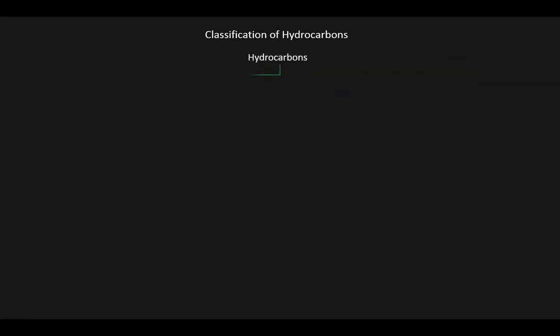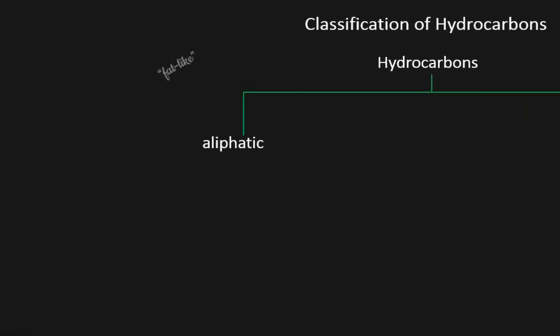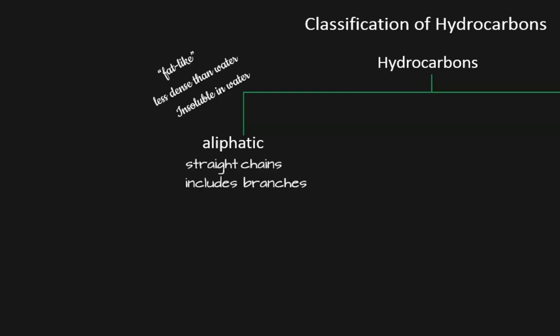The two major divisions are the aliphatic hydrocarbons and the aromatic hydrocarbons. The aliphatic carbons are fat-like in the sense that, like fats, they are less dense than water, like oil floats on water, and insoluble in water. There are three types: straight chains, branched chains, and saturated rings. I'll pause here briefly to show what they mean.